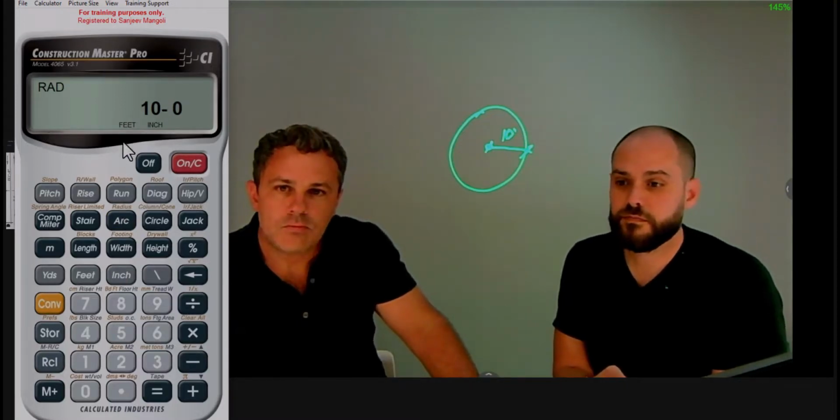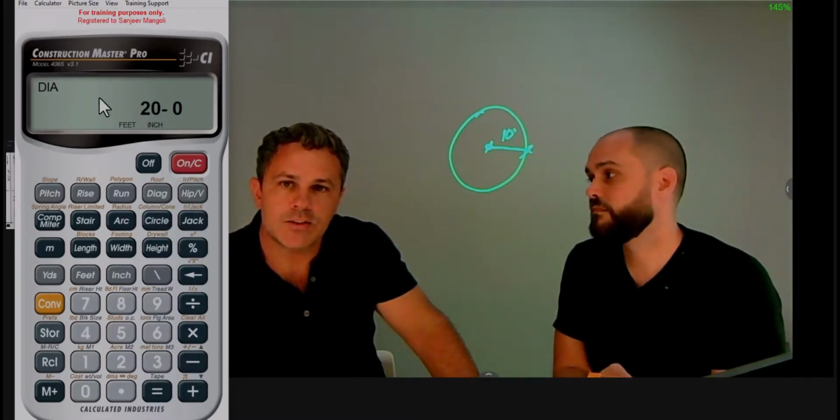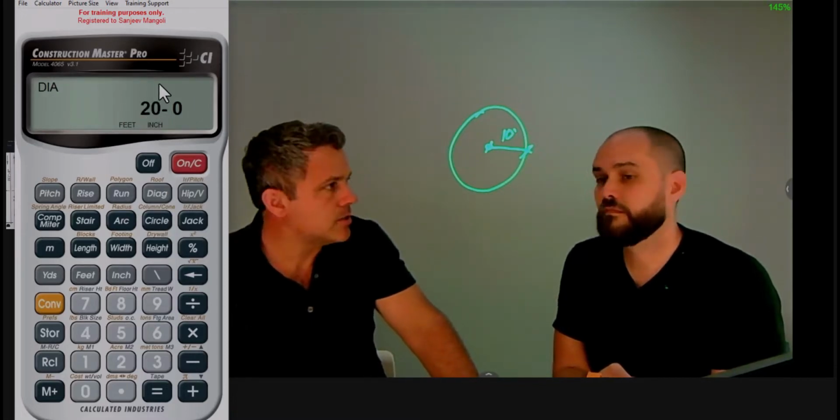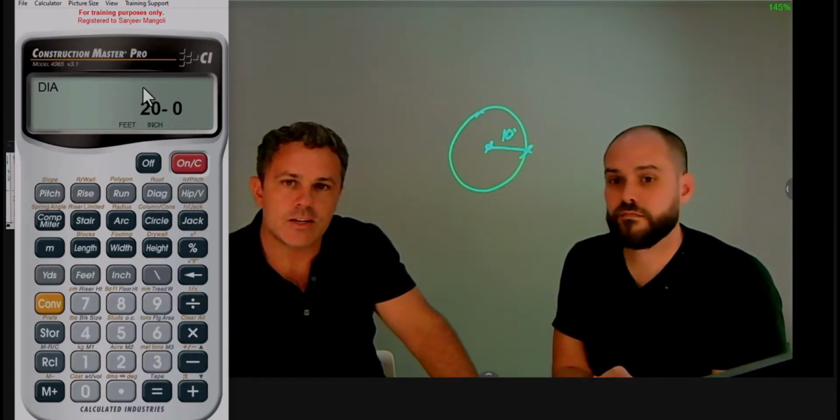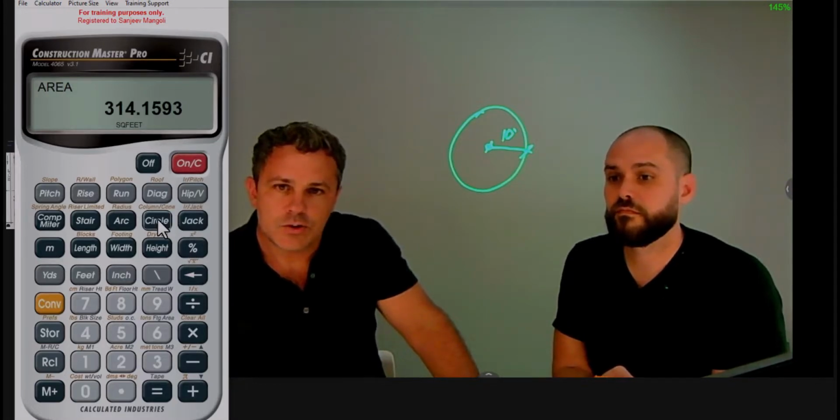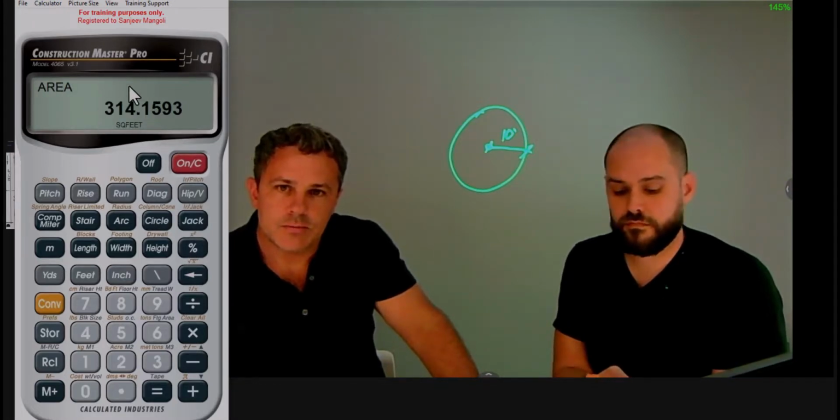Once we click that, we're going to click circle, and the calculator is going to tell me, okay, then you have a 20-foot diameter. Is that correct? Which it is. Totally correct. So we know we have entered this correctly, because if we have a 10-foot radius, its diameter is always double that. Then you're just going to click circle again, and it gives you the area of that circle.